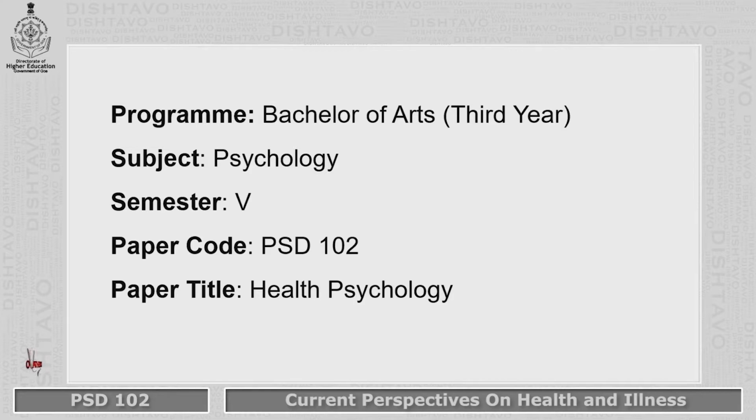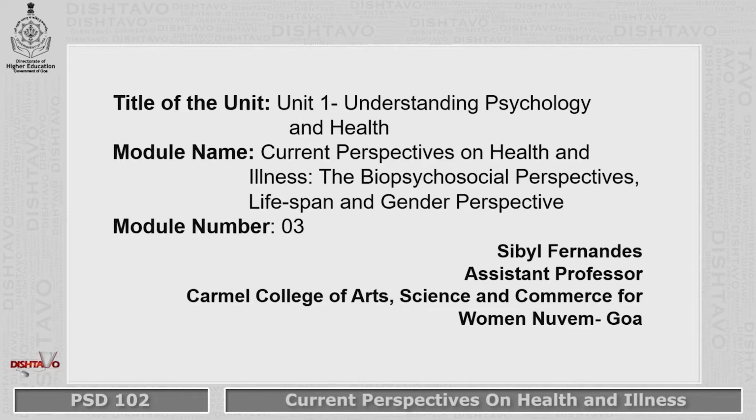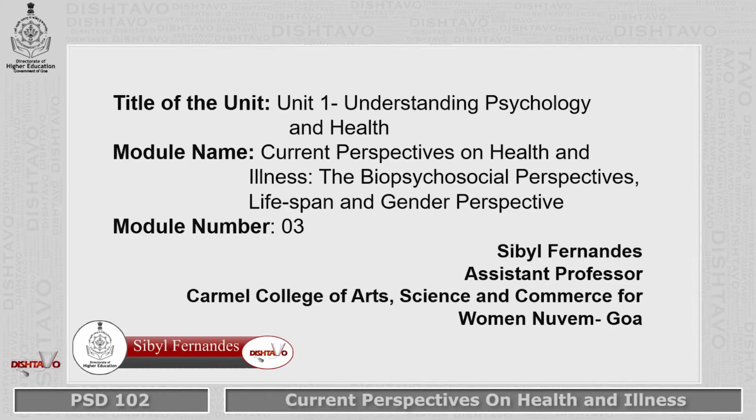Program name, Bachelor of Arts, 3rd year. Subject, Psychology, Semester 5. Paper code is PSD 102. Paper title, Health Psychology. Title of the unit is Unit 1, Understanding Psychology and Health.